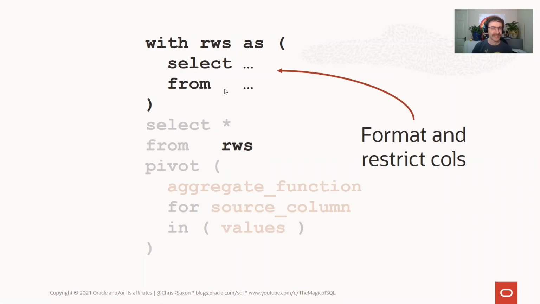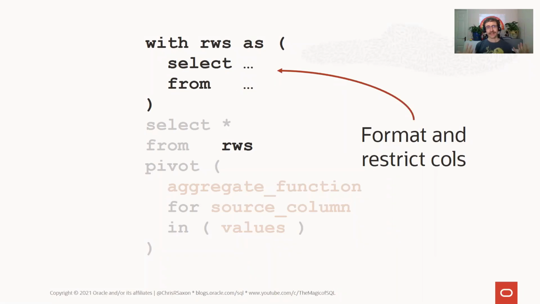Now, you don't always need to do this, but in my experience, it's very rare you don't want to do this, right? Usually the table has more columns than actually you want to include in the output of your pivot. So at the minimum, usually you need to restrict these like so.